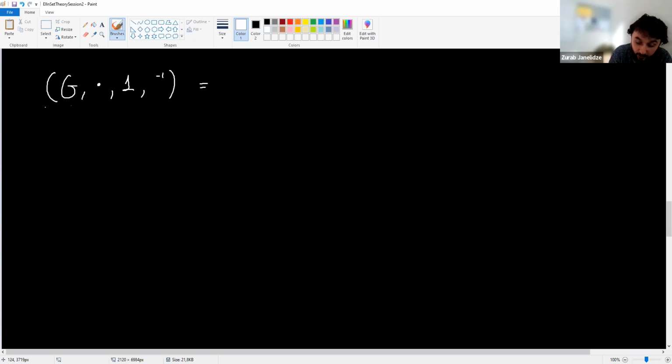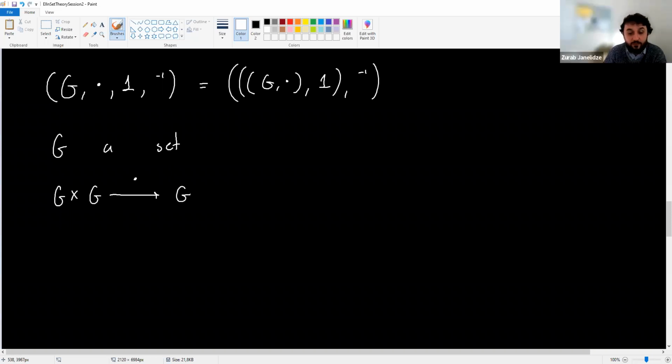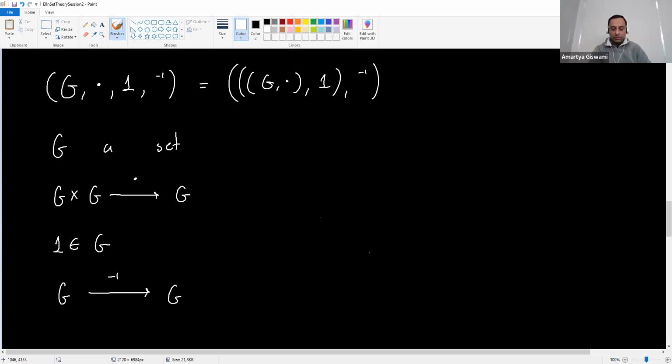So again, it's a tuple, so we can represent a tuple as iterated pairs. And now we need to describe each of the ingredients in the group. G is just a set, any abstract set. Then dot will be a function, as before. One is just an element of G, and inverse is a function that maps every element to its inverse. So it's a function from G to G. And then the axioms.